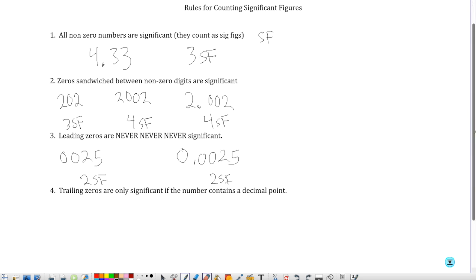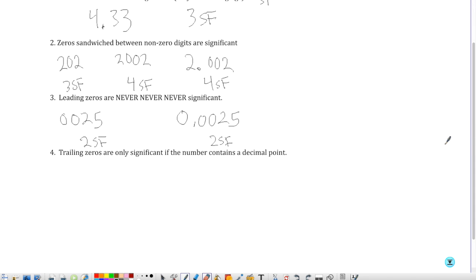Now, trailing zeros are where things just get weird, okay? Trailing zeros are only significant if the number contains a decimal place, okay? So this number, 200, this has 1 significant figure, because these are trailing zeros, these zeros trail the non-zero digit, and there's no decimal place. So if you write a number like this, you're representing that this is your only significant figure.